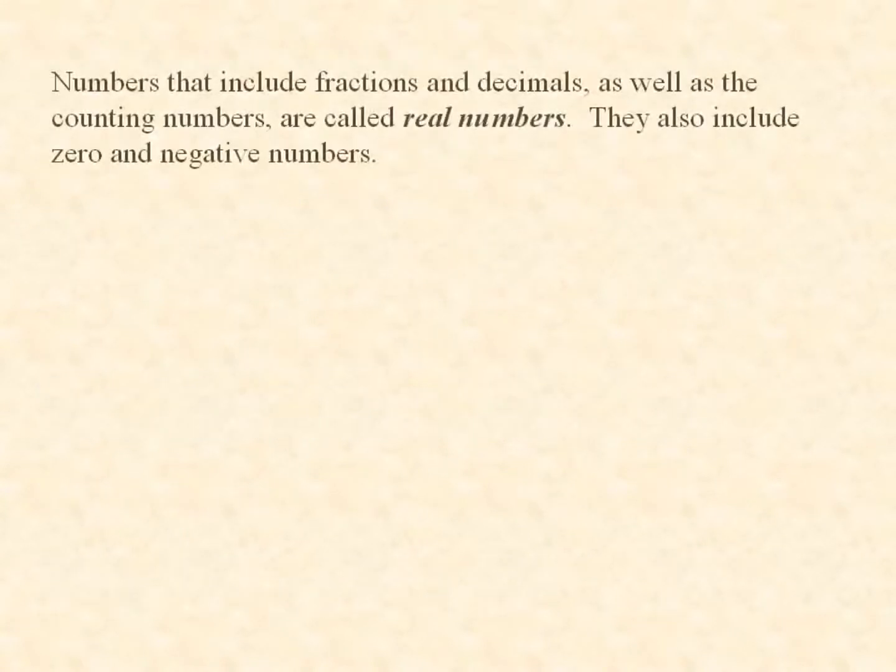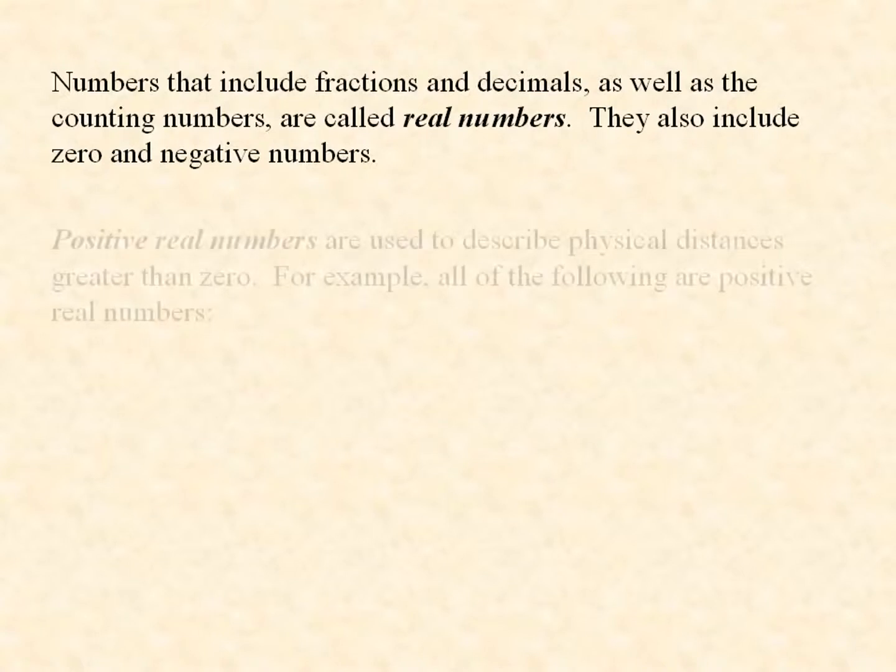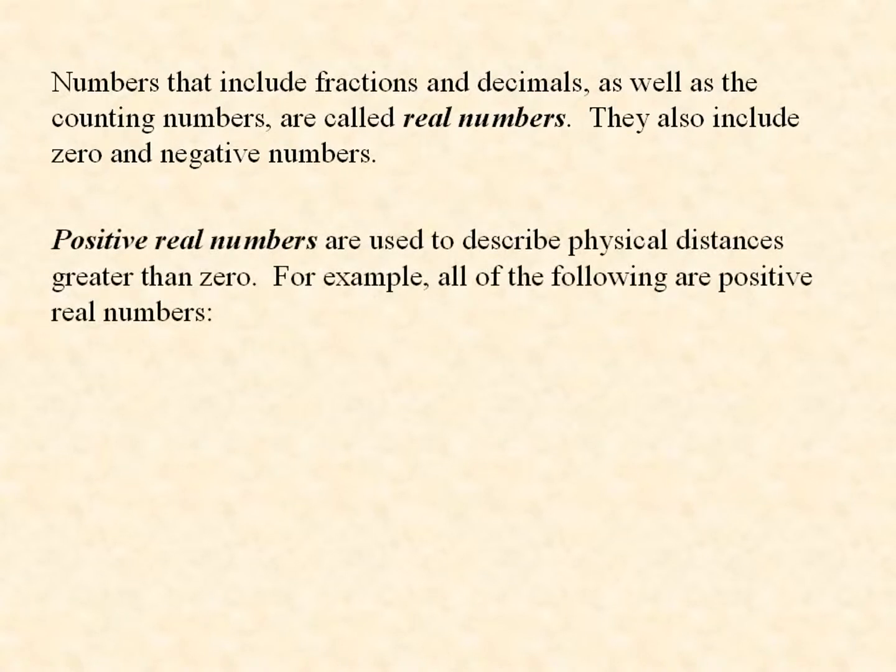Numbers that include fractions and decimals, as well as the counting numbers, are called real numbers. They also include zero and negative numbers. Positive real numbers are used to describe physical distances greater than 0, like the distance from your house to school, or the length of a nail. For example, all of the following are positive real numbers.